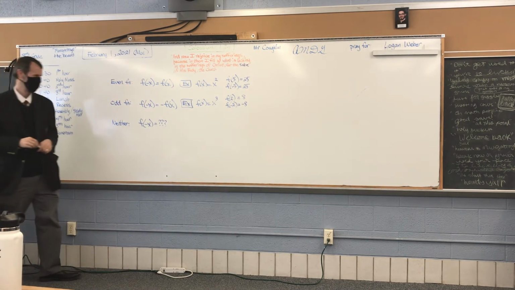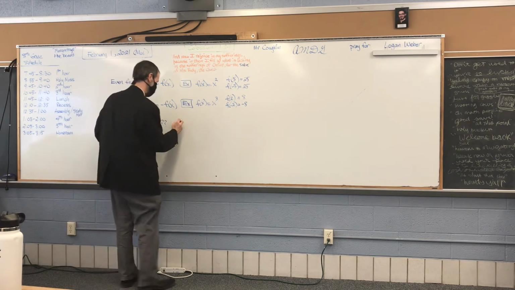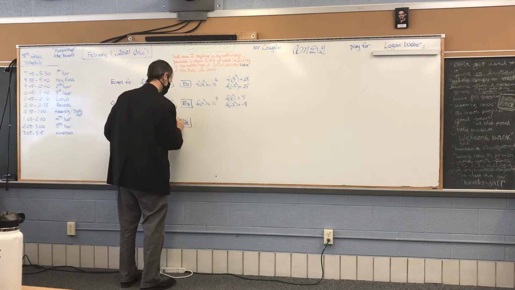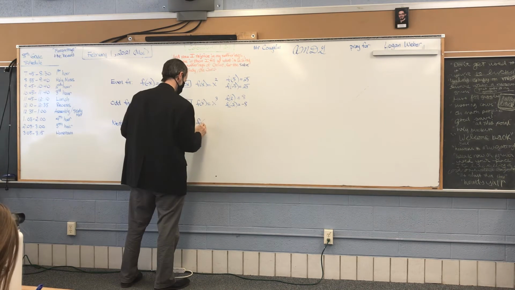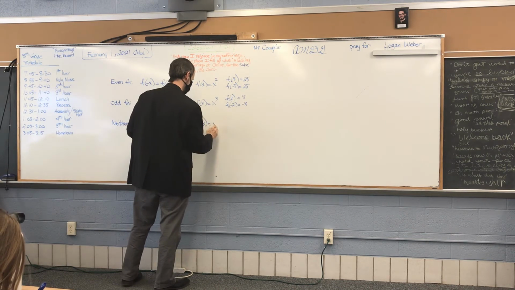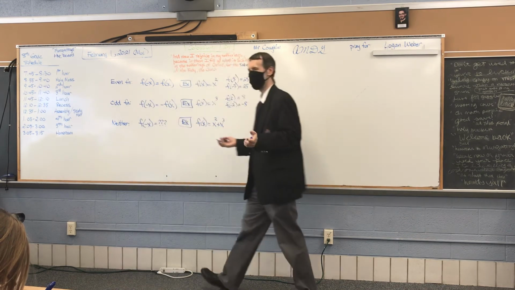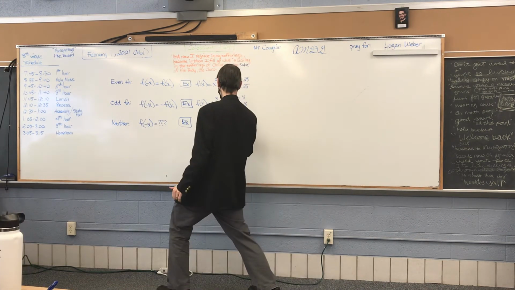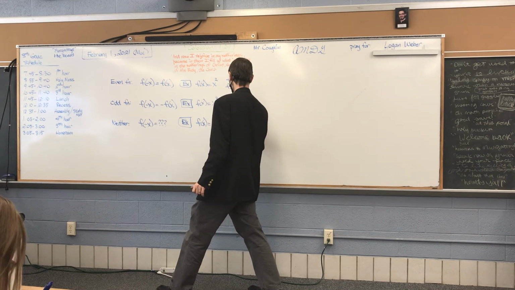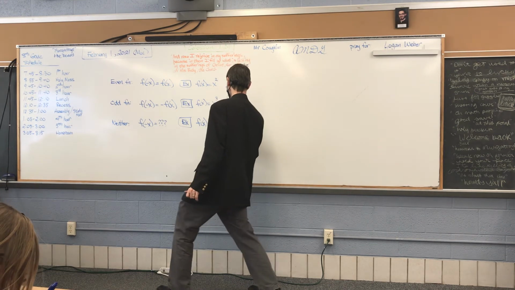Neither. This is where, if you try the positive and negative versions, actually one of the easiest ones I can think of is x squared plus x cubed. If you add them both together, you get some interesting results. Let's try f of 2 and f of negative 2.